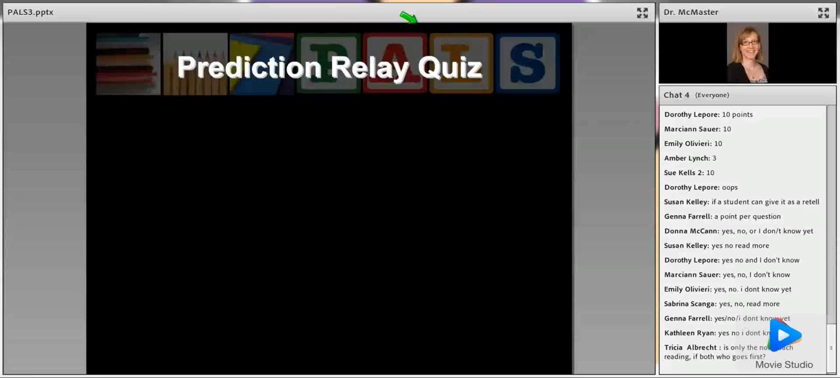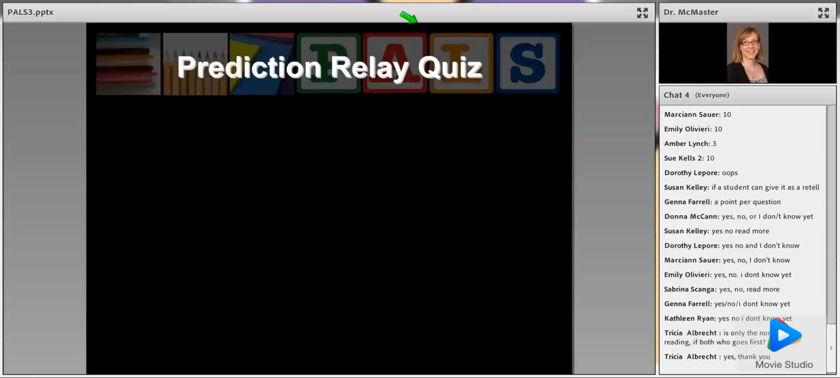So it's always the first reader who goes first. For each activity, except for retell, the first reader, who is the stronger reader, reads first, and the second reader is the coach. Then after the first reader reads, the second reader reads, and the first reader is the coach. But it's always the first reader who goes first. Hope that answered your question, Tricia. And I'll review the whole thing again at the end. I know it might be hard to put the whole thing together, so we'll go through that at the end.